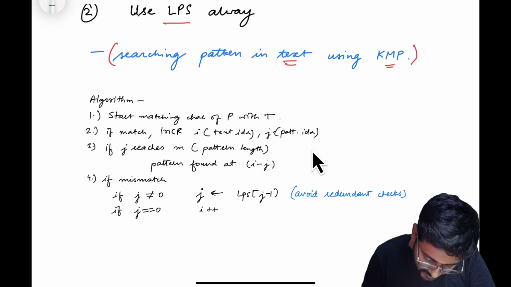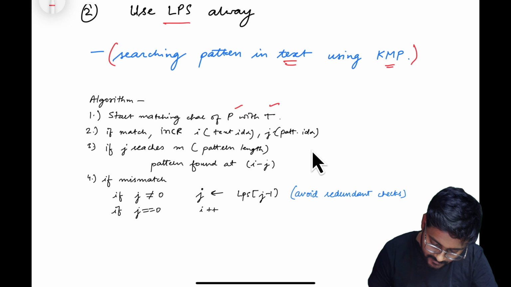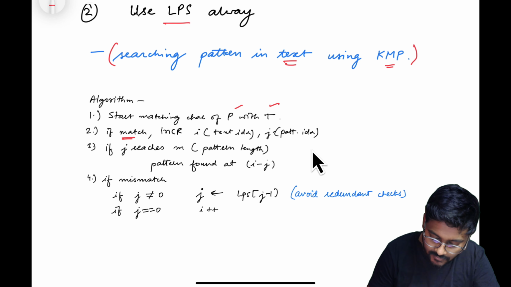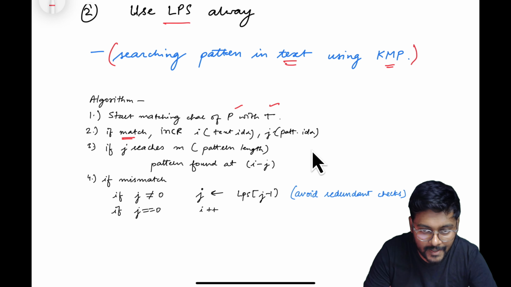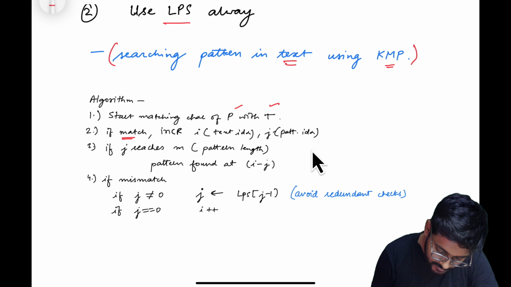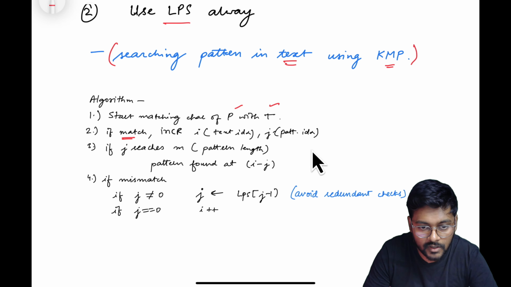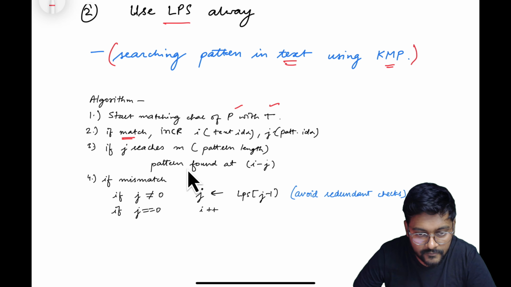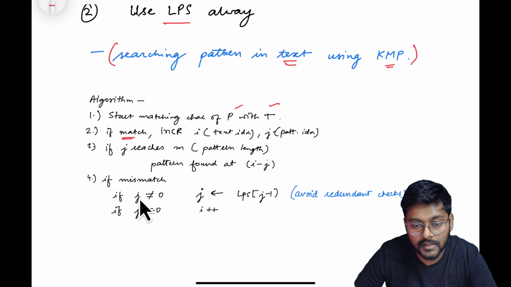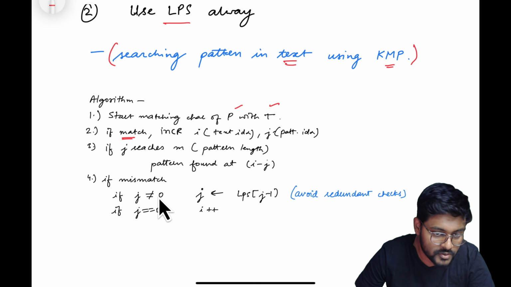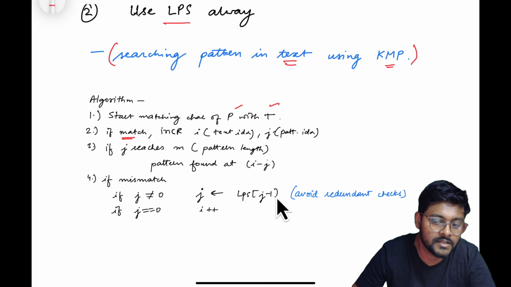Start matching every character of pattern P with the text. If they are matching, then increment the pointer in both the text and pattern. And if we keep on incrementing and j becomes equal to pattern.length, then we have found the pattern at index i minus j. If it is not matched, then there are two possibilities. If j is equal to 0, it means we have to start matching from the starting again. Otherwise j will not go to 0, j will go to LPS of j minus 1.